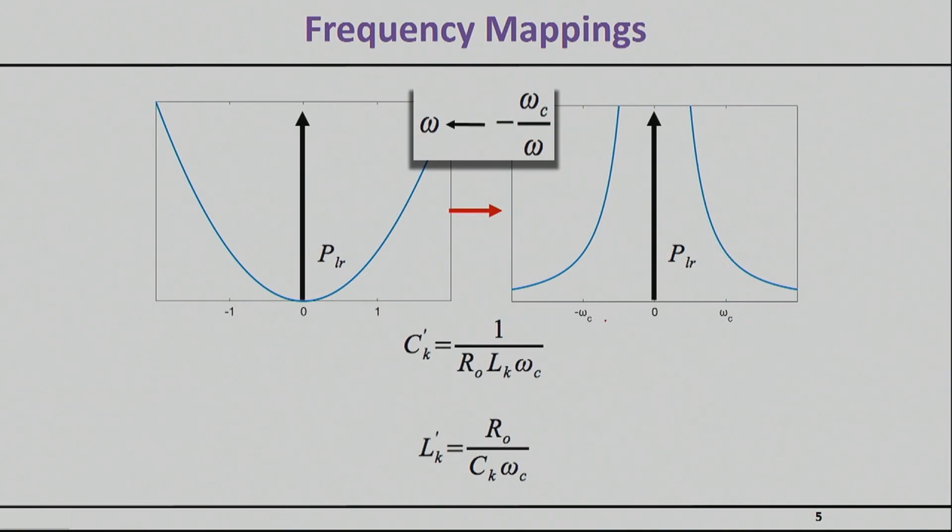So here, basically, the mapping is we go from the omega frequency domain to a negative omega c by omega. So again, I replace exactly the same thing. Anywhere I had omega, I replace with this one. And so naturally, because of this negative, I will basically end up replacing my inductors with capacitors. So this is the old element I had. This is the new one. And clearly, I will also replace capacitors with inductors as shown here.